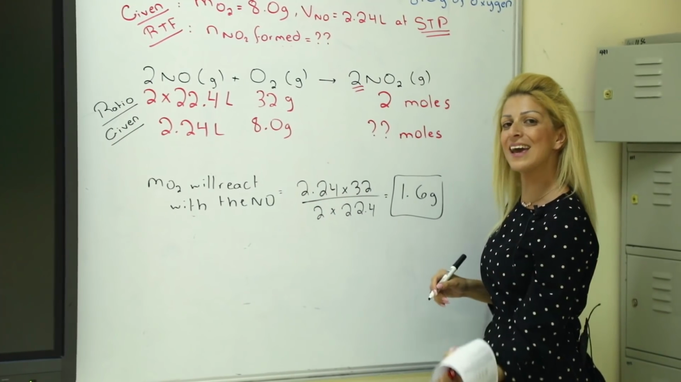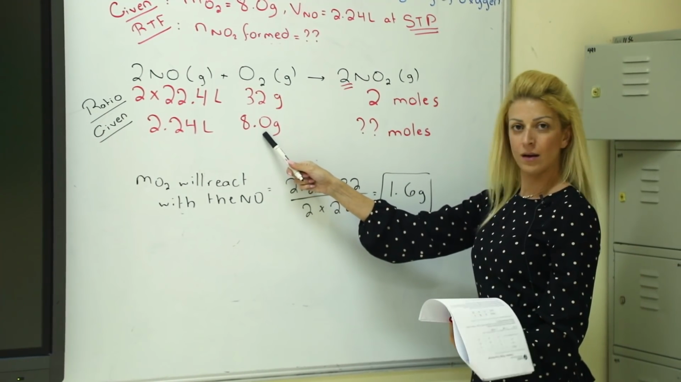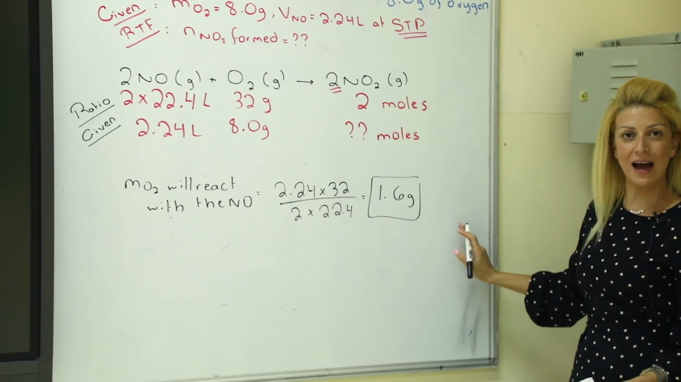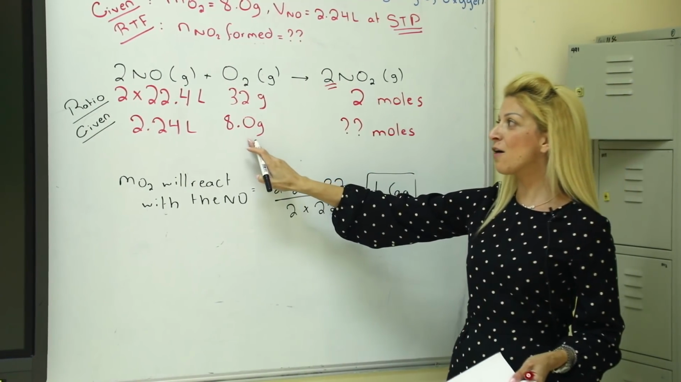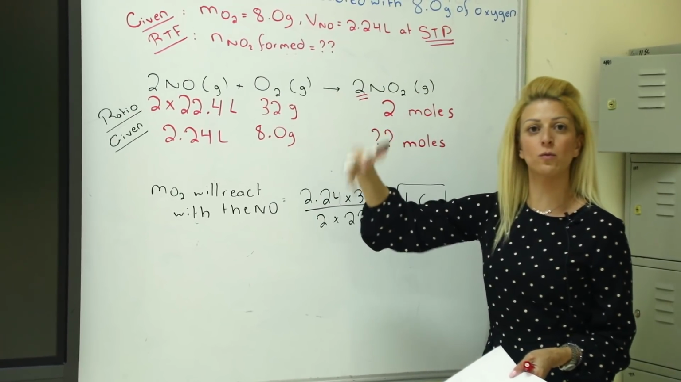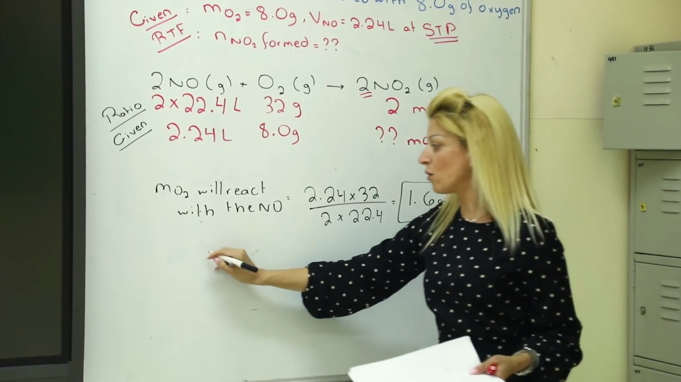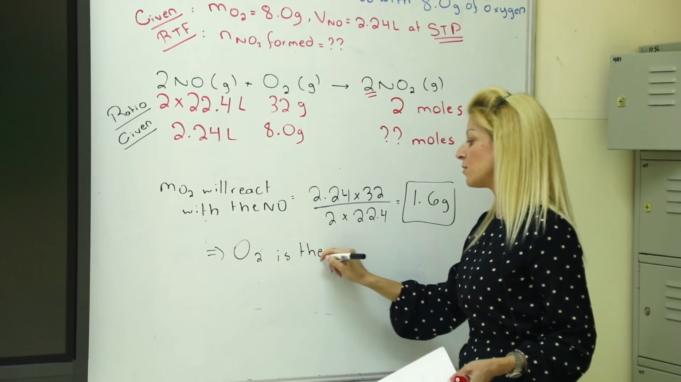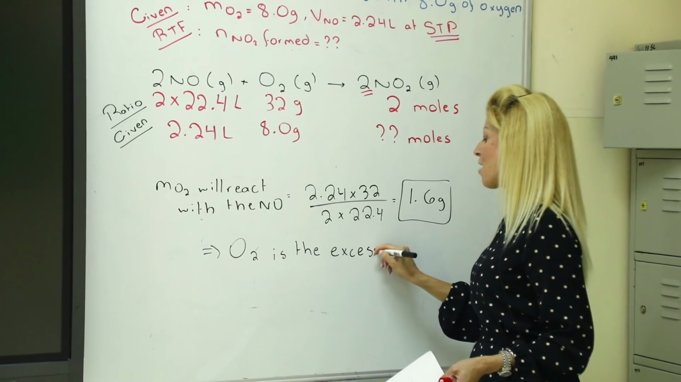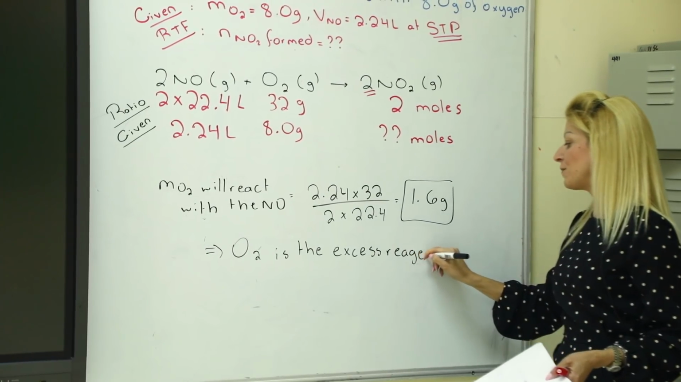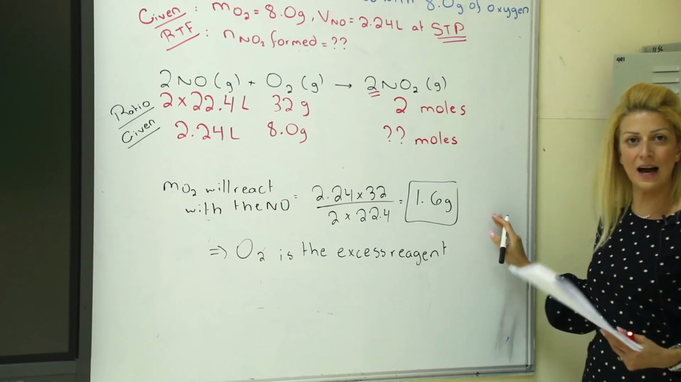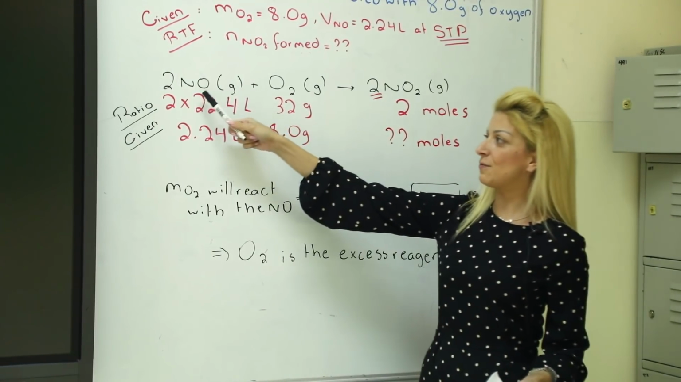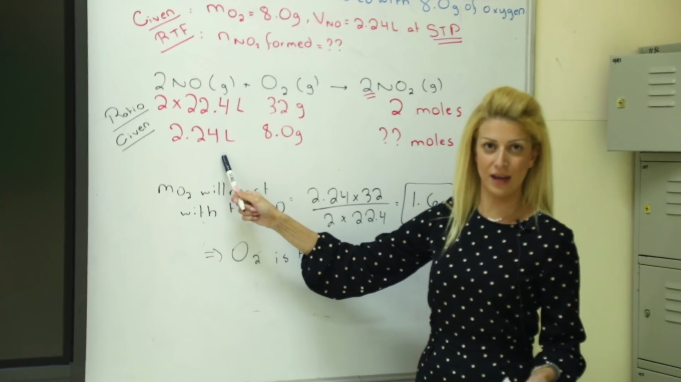But we have 8 given. But out of the 8, only 1.6 will react. So that means I have more oxygen than what's going to react. So this means that O2 is the excess reagent. I have more of it than what's actually going to react, so it will be left behind in the reaction. And that means that the NO will be the limiting reagent.